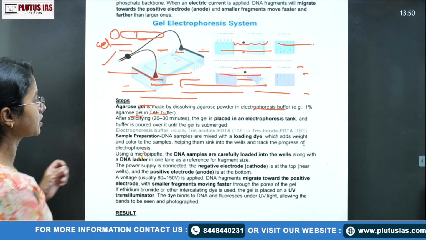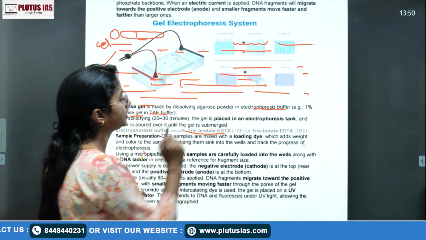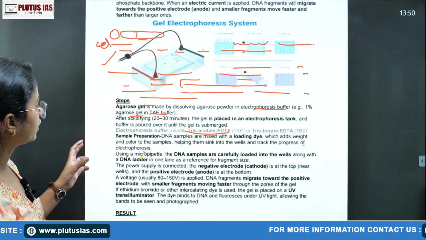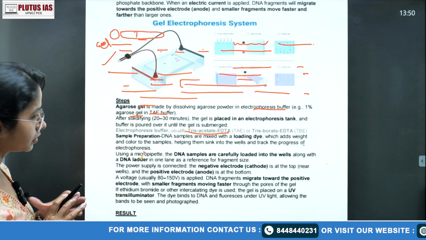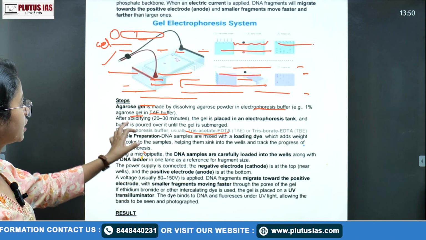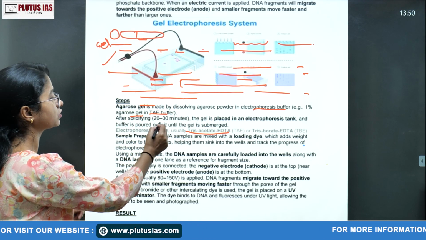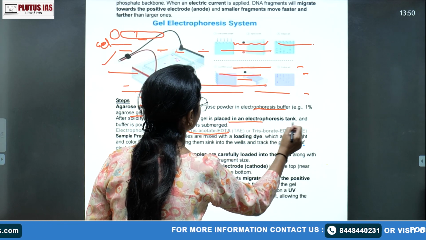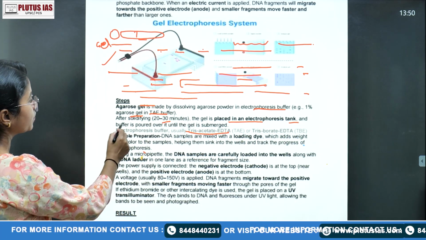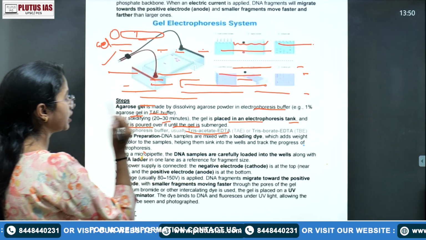This is your compound, the Tris-acetate EDTA. Okay, then after it is mixed, you provide a little temperature for electrophoresis, then let it solidify for 20 to 30 minutes. The gel is placed in the electrophoresis tank and buffer is poured over it until the gel is submerged.